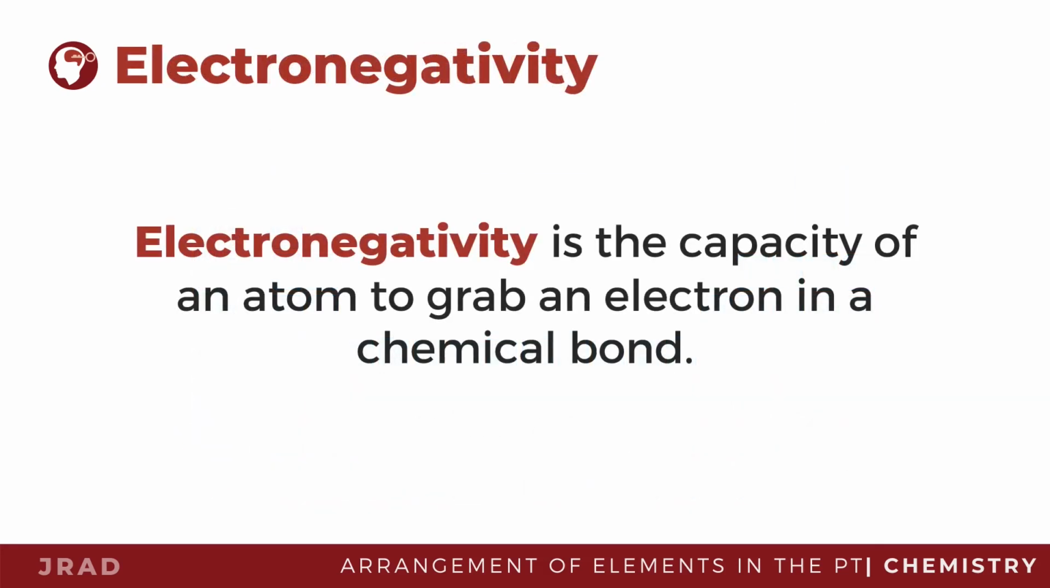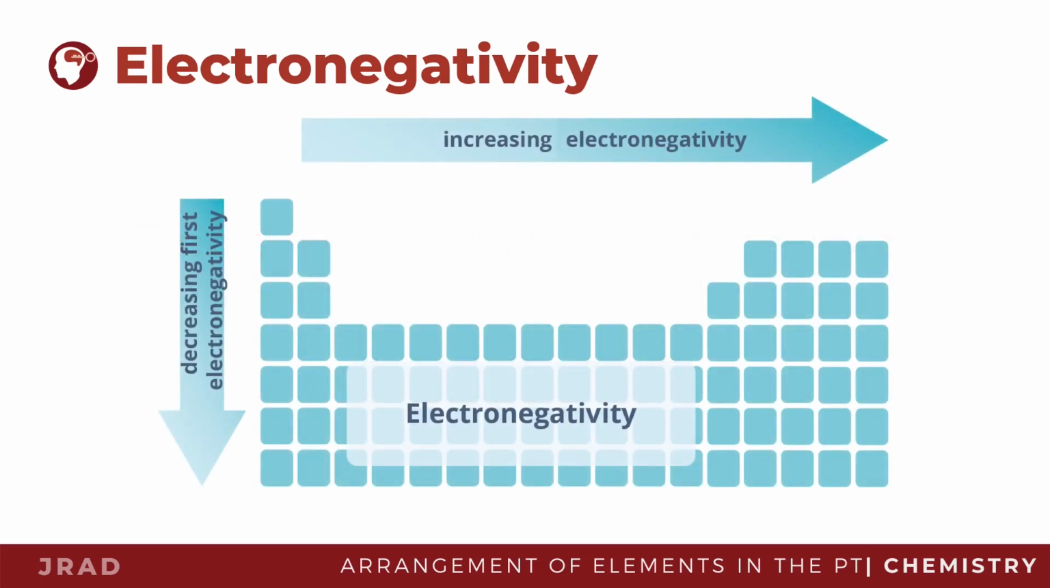Electronegativity is the capacity of an atom to grab an electron in a chemical bond. The greater the electronegativity, the greater the attraction for electrons. It increases from left to right and decreases from top to bottom of the periodic table.